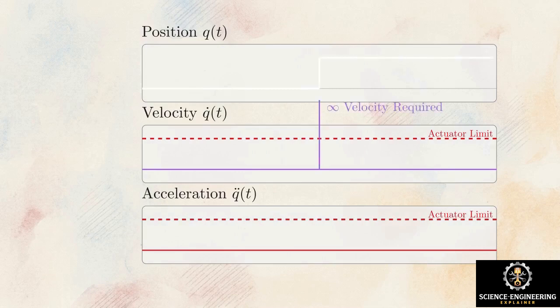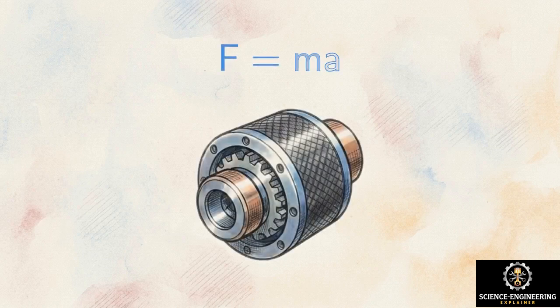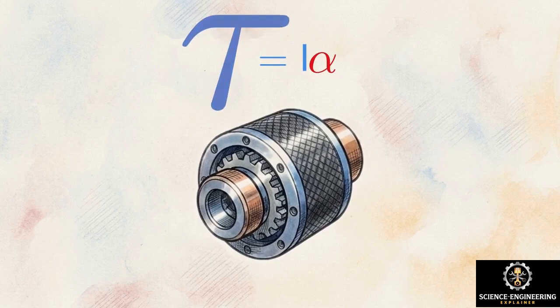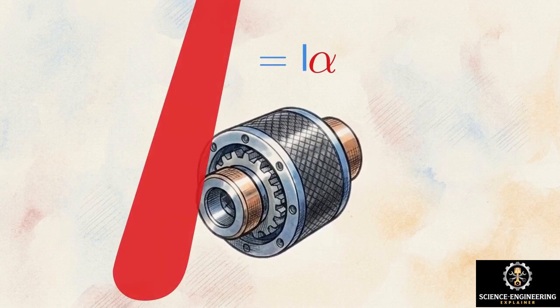At time 0, position undergoes an instantaneous vertical jump. Since position changes in 0 seconds, required velocity spikes to infinity, causing acceleration to break its upper limit. Newton's second law dictates that force is mass times acceleration. In a rotational system, an infinite mathematical acceleration demands that the robotic joint apply an infinite amount of physical torque.